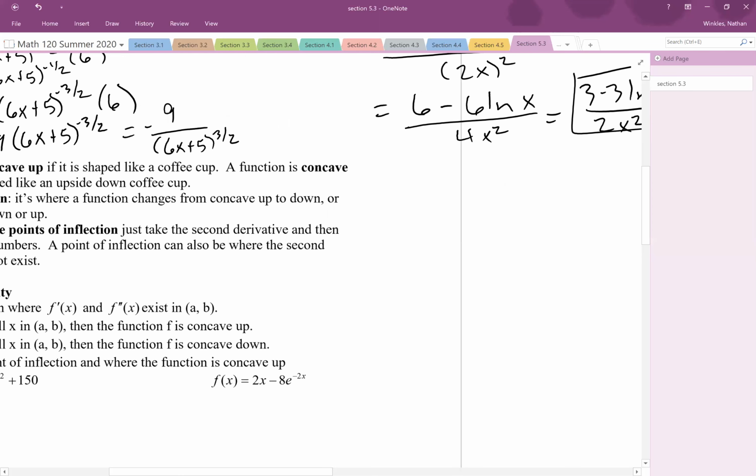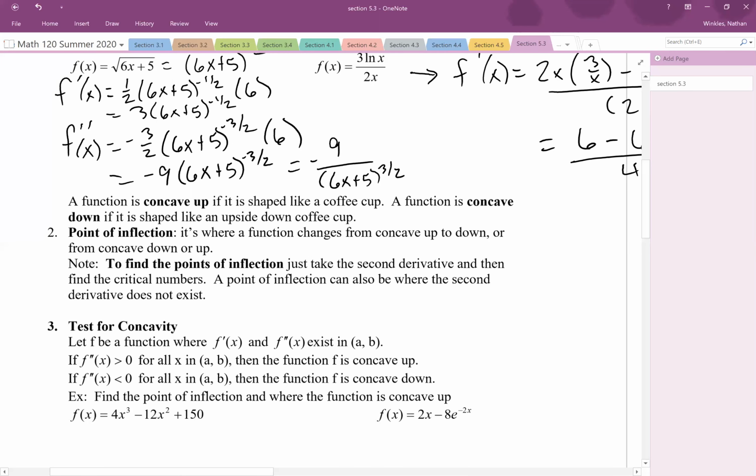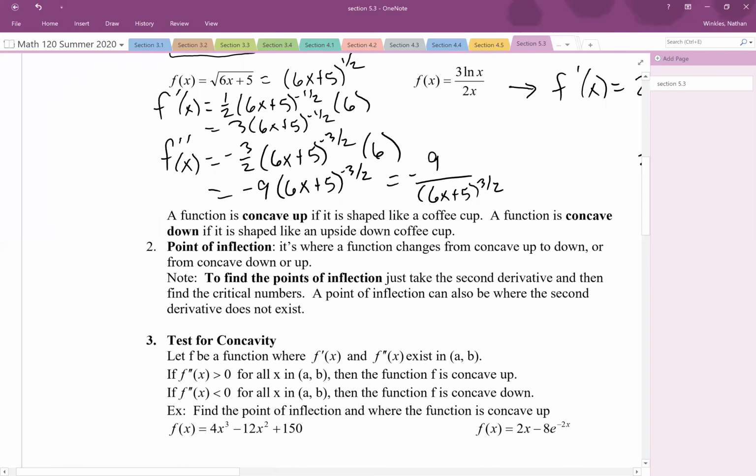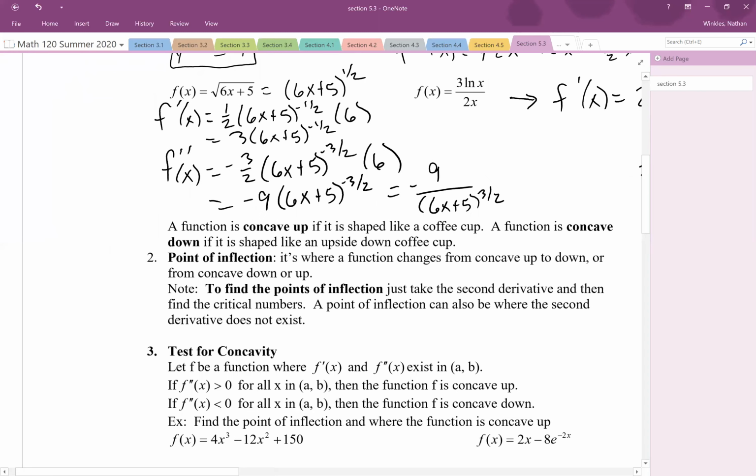So now that we know how to take a higher order derivative, next we can talk about what we call concavity. A function is concave up if it is shaped like a coffee cup, and a function is concave down if it is shaped like an upside down coffee cup. So that kind of gives us a little estimate of what we're looking at: concave up looks like that, and concave down looks like that. So that's what we're talking about here.